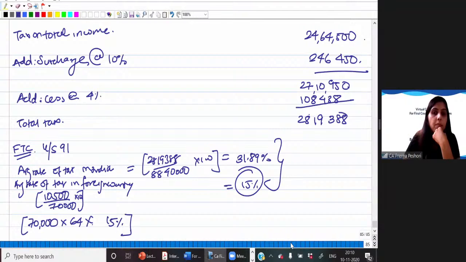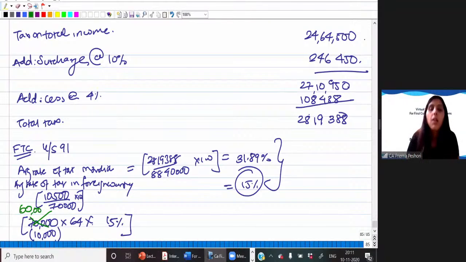Are you getting this? So what we have to do is compare the average rate of tax. After computing the average rate of tax, you will have to determine which one is lower, whether the average rate of tax in India or the average rate of tax in the foreign country. Is it clear? But again, here we have the business loss also. If you have the business loss, then in that particular case, here it should not be actually 70,000. Here it should be 70,000 minus 10,000.